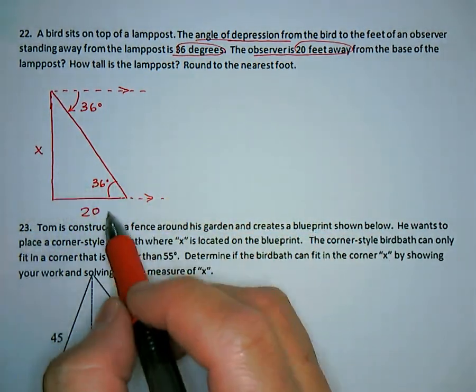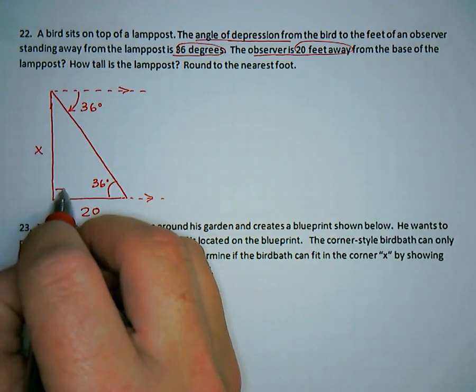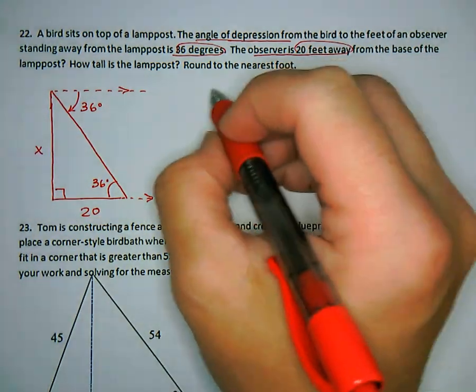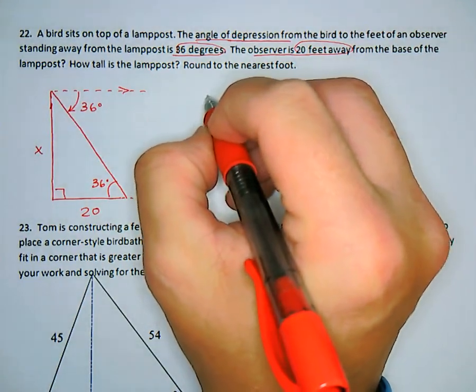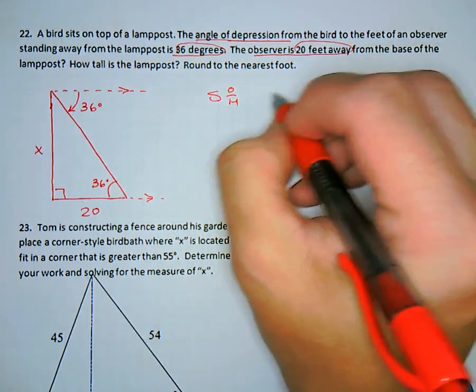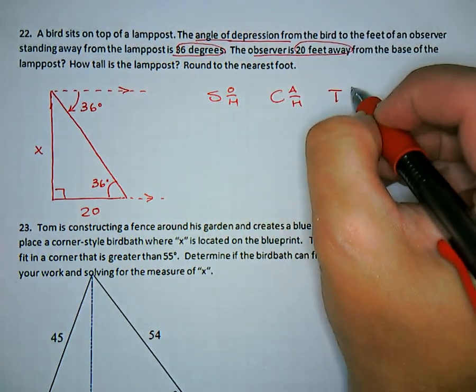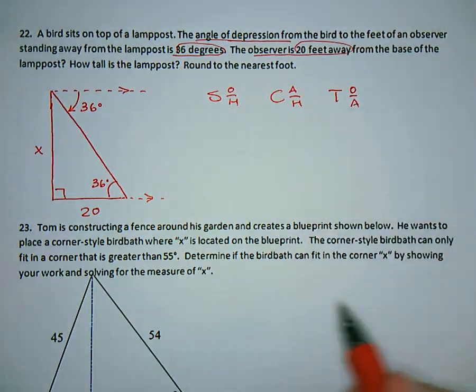So now this is a trig problem, because we've got an angle, we've got a side we know, a side that we don't on this right triangle here. So let's write down our functions here. SOHCAHTOA. Sine, cosine, and tangent. Okay, so what do we have?